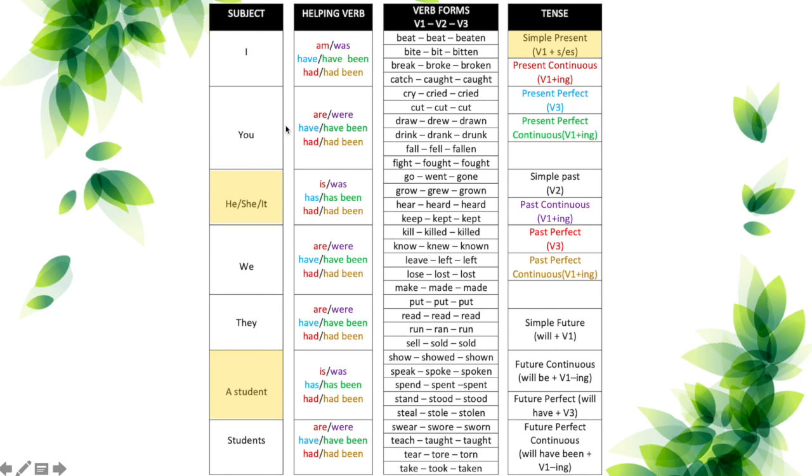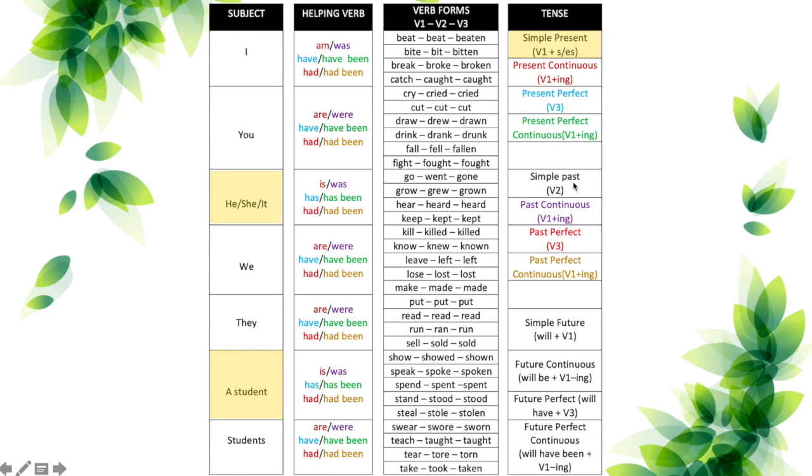I have been breaking, you have been breaking, he has been breaking, she has been breaking, it has been breaking, we have been breaking, they have been breaking, a student has been breaking, and students have been breaking. It's a very easy way to remember. Every time you see continuous, you have to remember that there is an ing form. Alright? If it is a perfect, it will have a have, has, or had. If it is in present tense, it will take have or has.